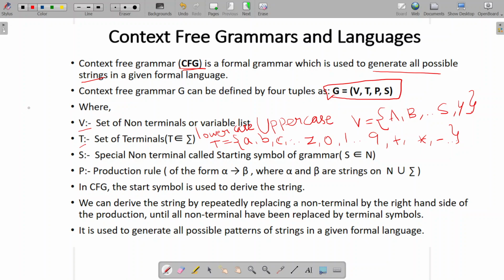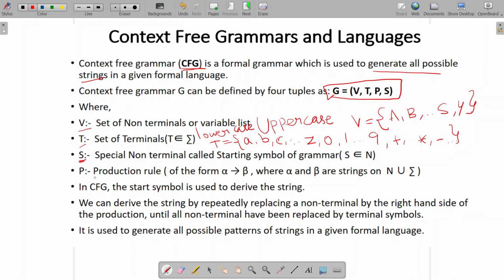And in addition to that, we have one special notation called S, the start symbol. It is the starting symbol of the grammar. To derive a string, we have to start from a starting point. It's called the start symbol. Always we will start from the start symbol. In the grammar itself, they will give the start symbol, where to start.